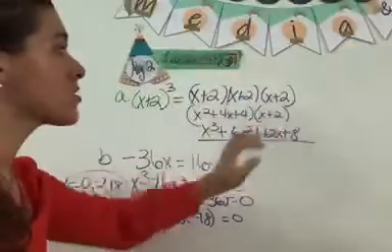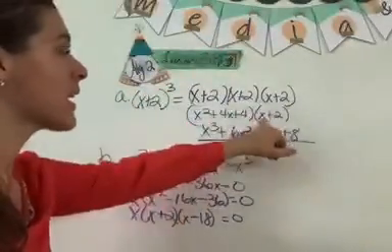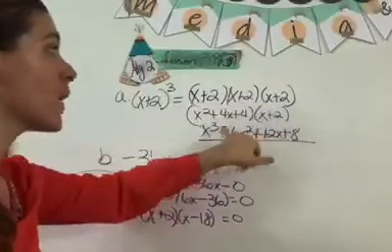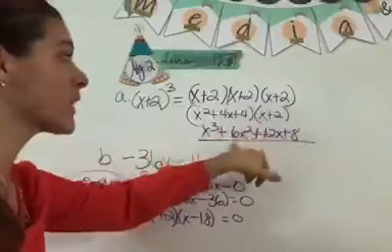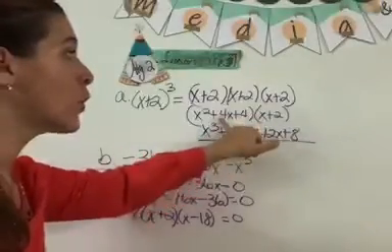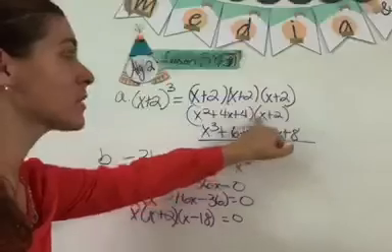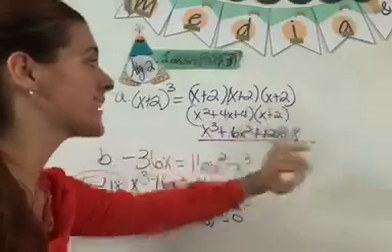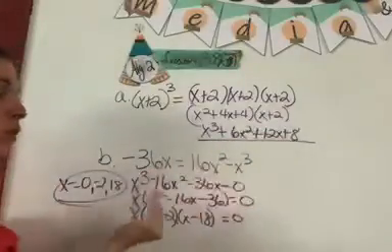Then multiply this by x plus 2. X squared times x is x to the third. X squared times 2 is 2x squared, but this is 4x times x is 4x squared, so you have 6x squared. 4x times 2 is 8x, but 4 times x is 4x, so 8x plus 4x is 12x, and then 4 times 2 is 8. Over here, you're going to move over everything over.